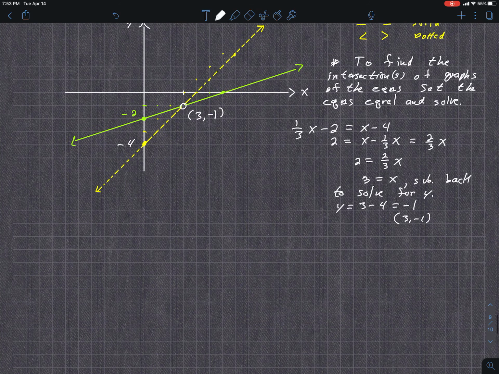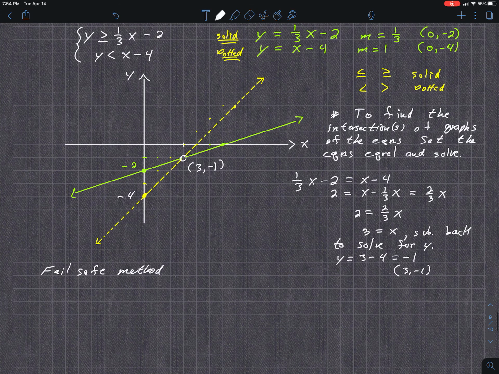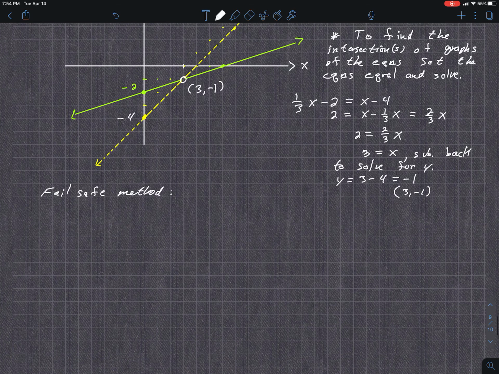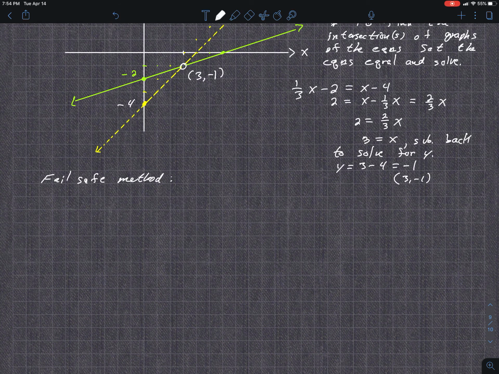And then we got to figure out which way to shade. Do you shade up or down? Now this is the fail-safe way to do this. That's what I like to call it, the fail-safe method. You won't get confused whether the inequality is on the right side or the left side, or y, basically. Y doesn't have to be on the left side, it could be on the right side. This works every time.